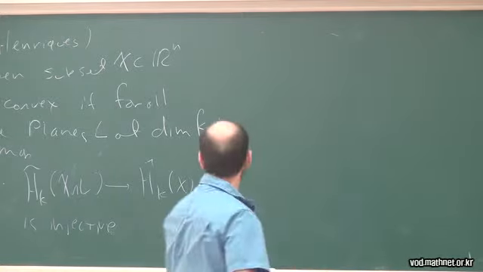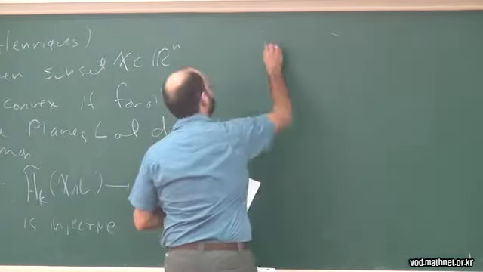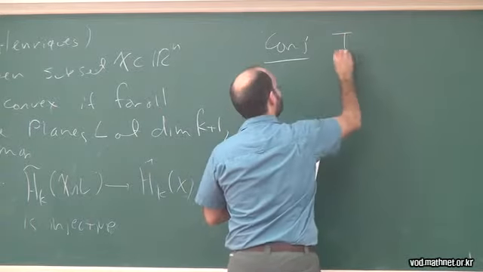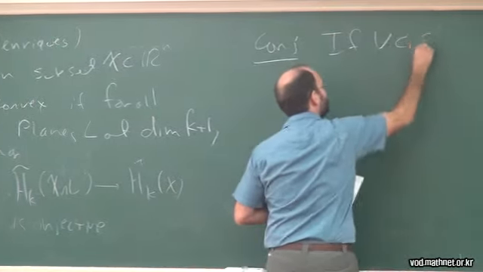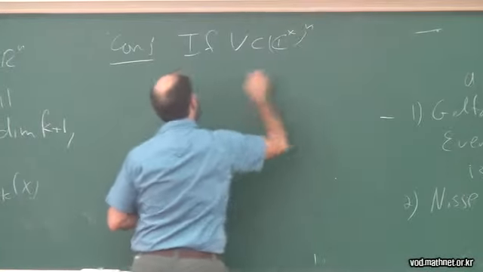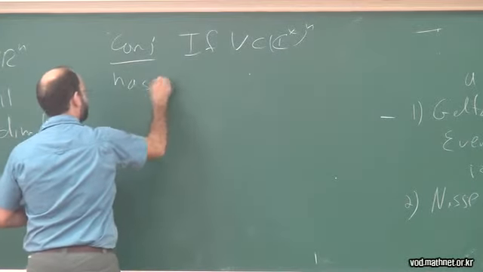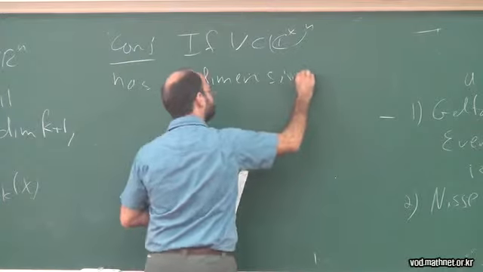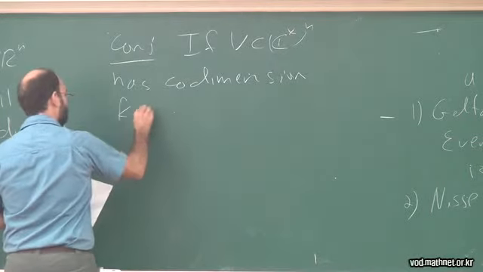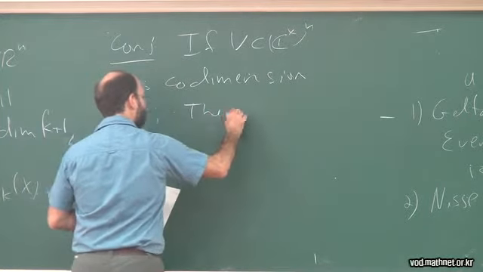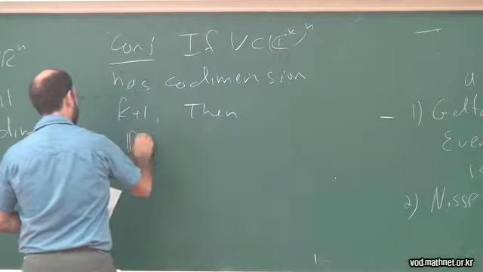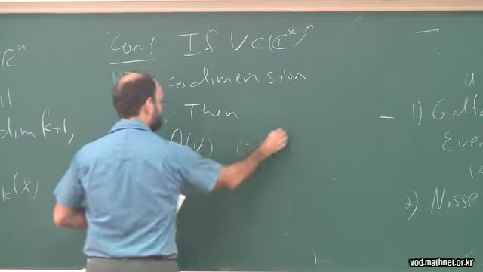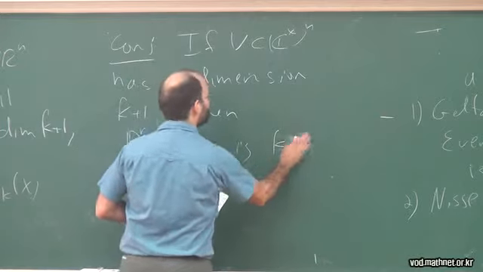Enriquez didn't just make the definition; he made a conjecture. He says that if V contained in C star to the n has codimension k plus 1, then Rn minus the amoeba of V is k convex.